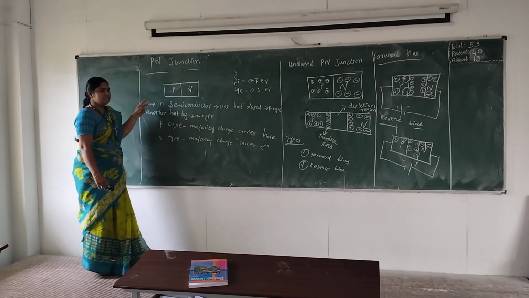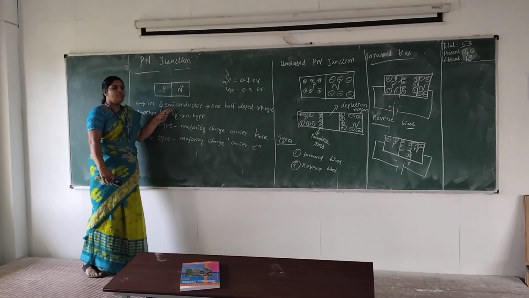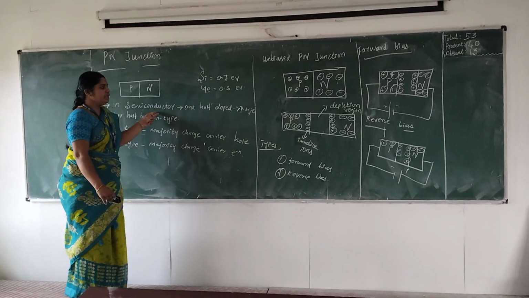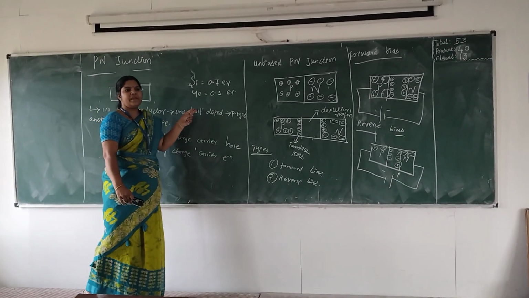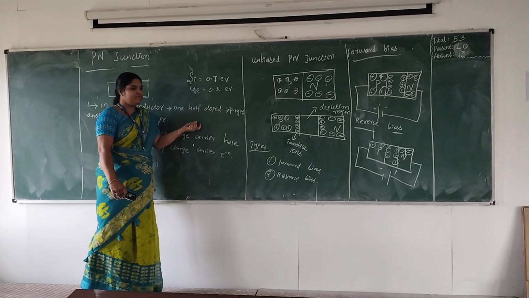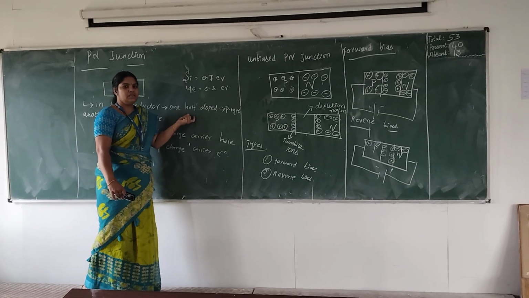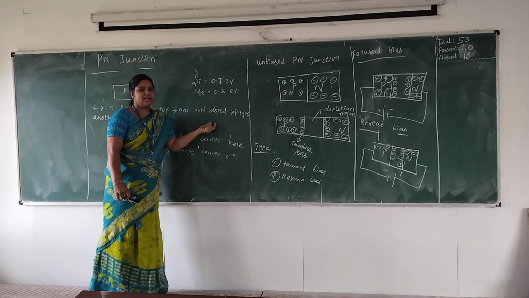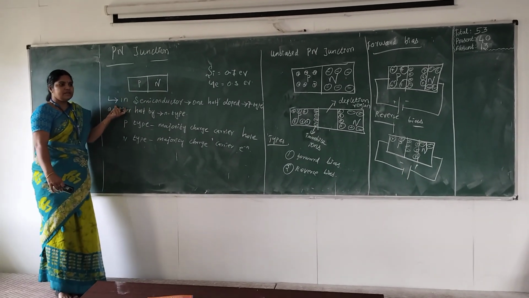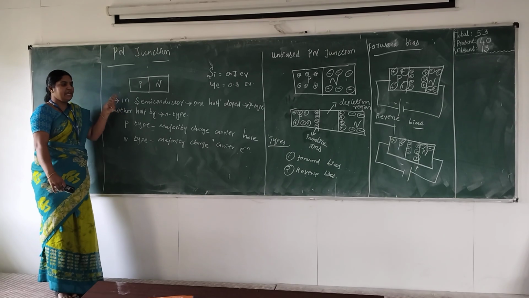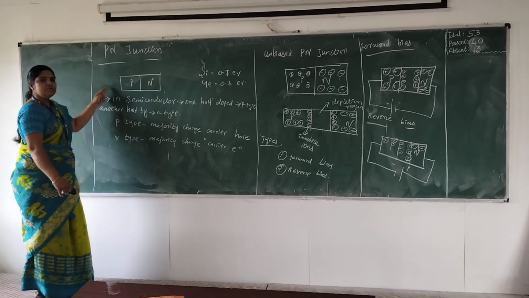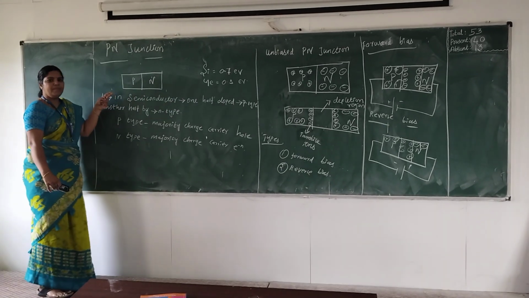Why we choose the semiconductor: it has an energy band gap of 1.1 electron volt. That is the energy range between the valence band and the conduction band, 1.1 electron volt. That is why we choose the semiconductor. So a semiconductor lies between a conductor and an insulator. Under that, we can discuss the PN junction.